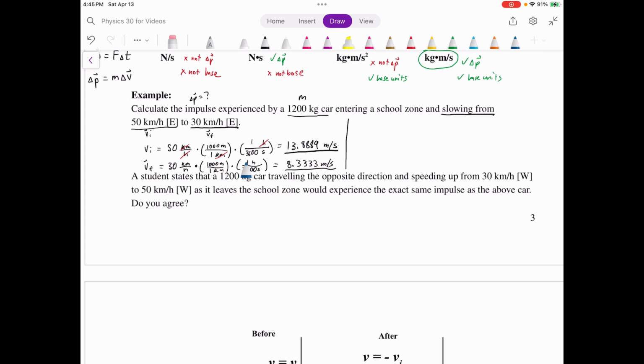Okay, let's do the same for our final velocity. So same conversion, I just went ahead and did it there. Might be a good idea to pause the video and try converting it yourself, see if you get the same result, okay? But same conversion, so 30 kilometers per hour is equivalent to 8.333 meters per second.